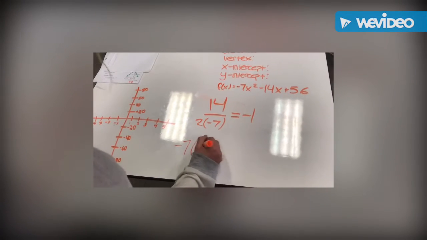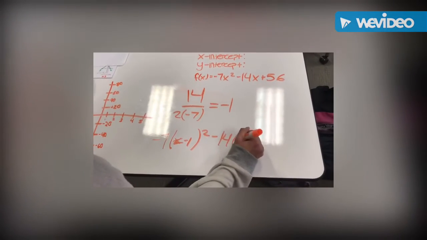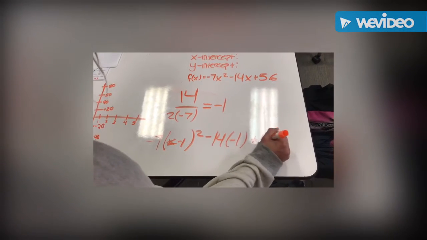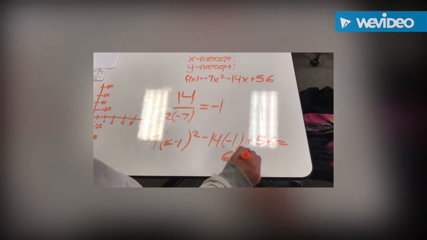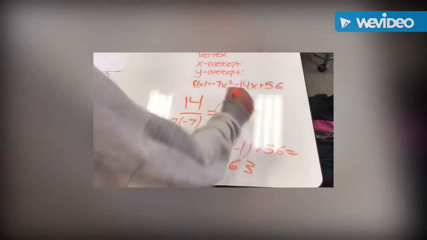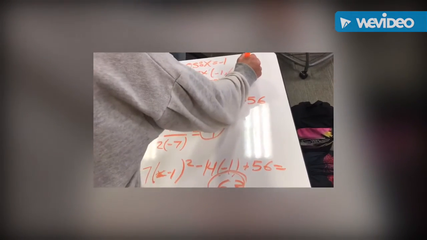So, wait, that should be negative. And then square, minus 14 times negative 1, plus 56, which is 63. So the vertex is negative 1, 63.